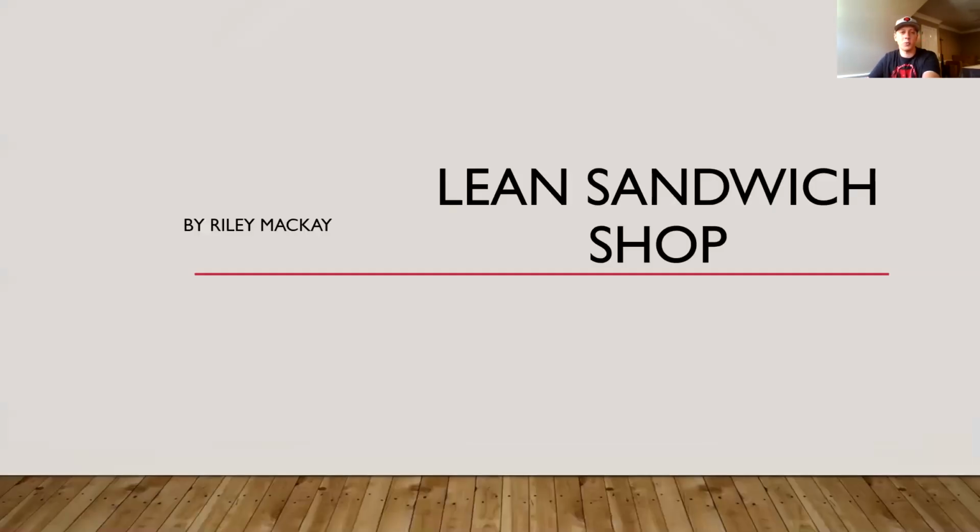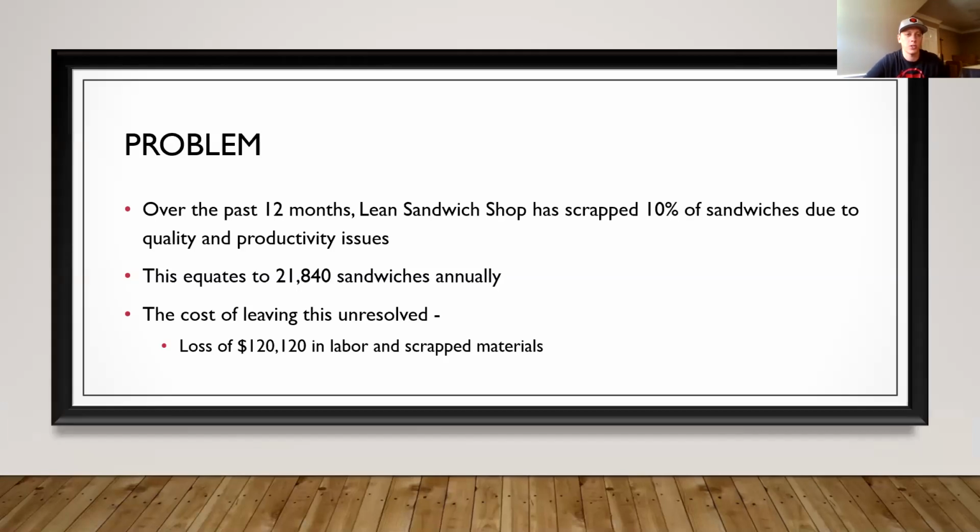Okay, so first I'd like to reiterate the problem as we learned earlier in the course, and that is over the past 12 months, Lean Sandwich Shop has scrapped 10% of sandwiches due to quality and productivity issues. This equates to a total loss of 21,840 sandwiches annually. That's quite a bit, obviously, right? And if we continue to leave this unresolved, that's $120,000 that we're spending in labor and scrapped materials annually. So we've got to fix this. This is the biggest problem that the company is currently facing.